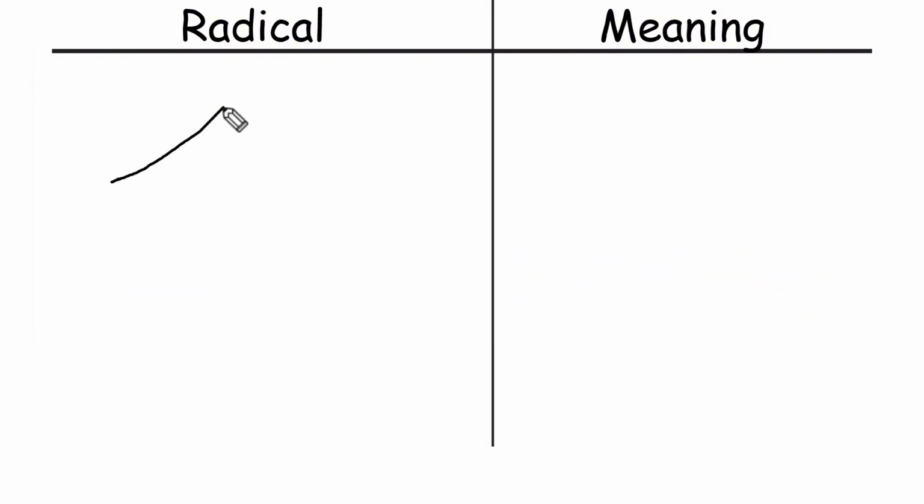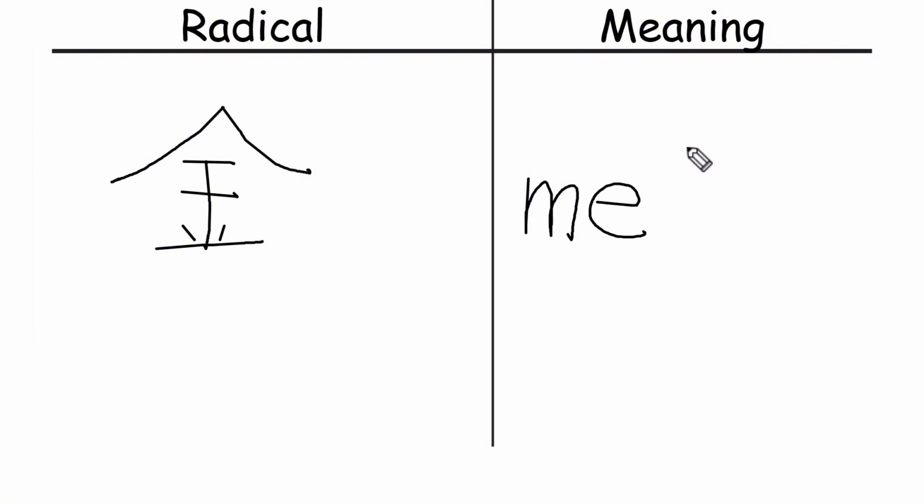Next, let's talk about the metal radical, written as jin, and this radical appears in characters related to metal, money, or things made of metal, like iron or money. Understanding this radical helps you recognize and remember Chinese characters connected to metal and financial concepts.